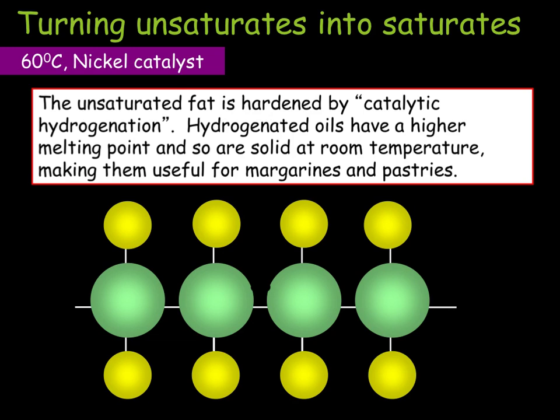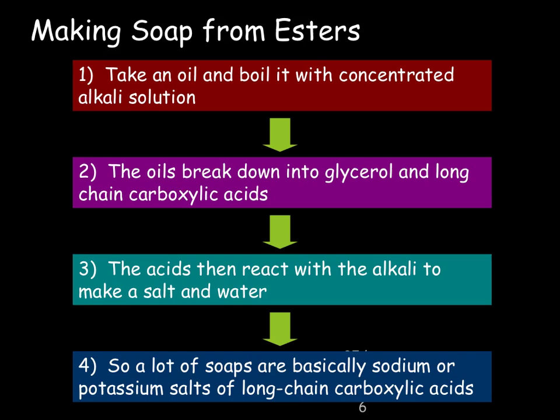We can also use these fats and oils in order to make soap. In order to make our soap from our ester or our oil or fat, we take the oil and we boil it with concentrated alkali solution. The oils then break down into glycerol and long-chain carboxylic acid, so we're breaking them apart. The acids then react with the alkali to make a salt and water. It is this salt that is going to form our soap. This means that most soaps are basically sodium or potassium salts of a very long chain carboxylic acid.